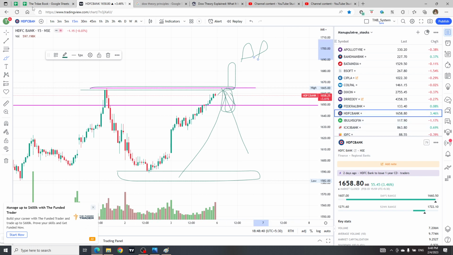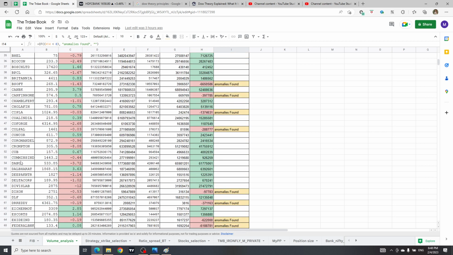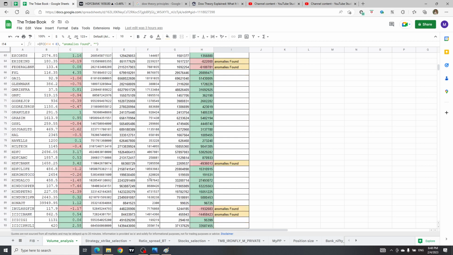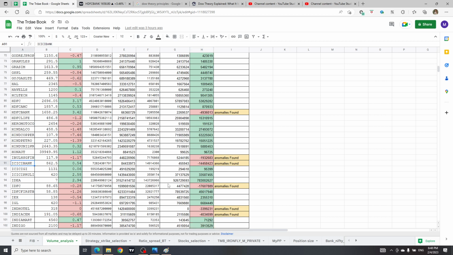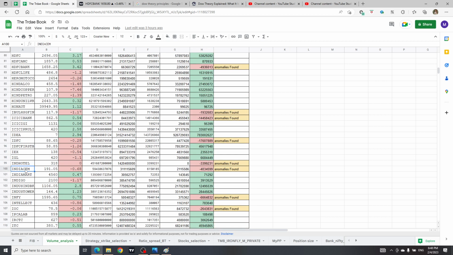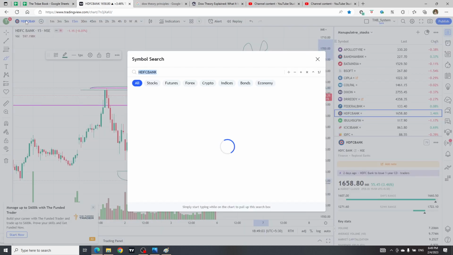Coming to the other stocks, Birla Soft, HDFC. Any other stocks, let us find out. ICICI Bank, the same anomaly is there as per my system. India Cements is there. Infosys, let's analyze the Infosys company.